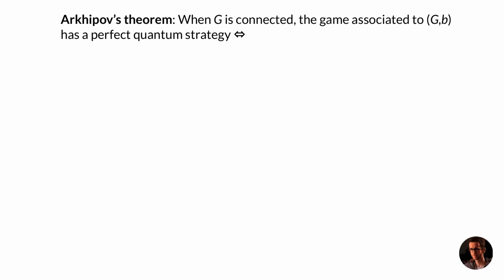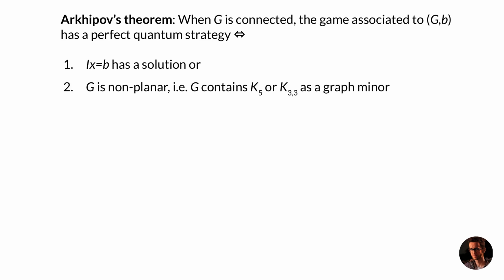More generally, Archipov's theorem states that the game associated to a connected graph has a perfect quantum strategy if and only if Ix equals b has a solution, in which case the game has a perfect classical strategy, or G is non-planar, i.e. G contains K5 or K33 as graph minors.